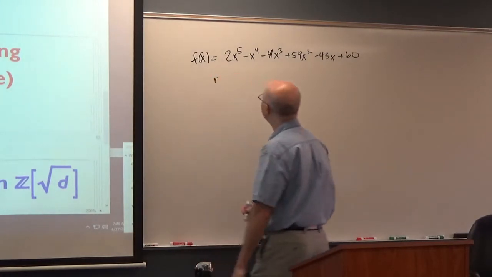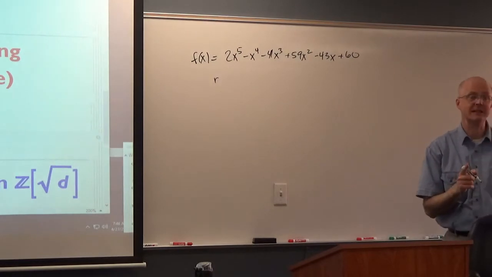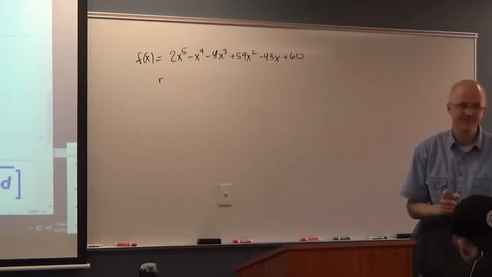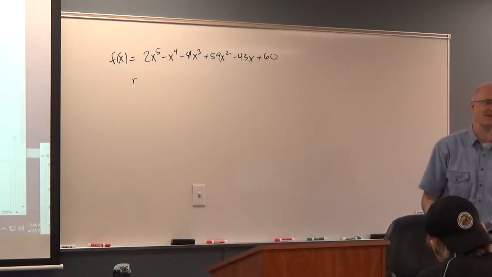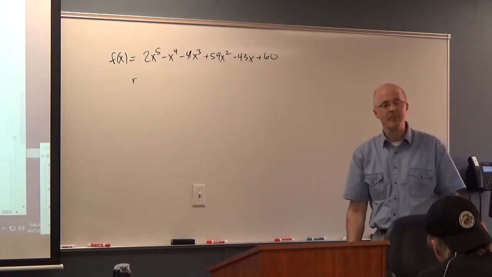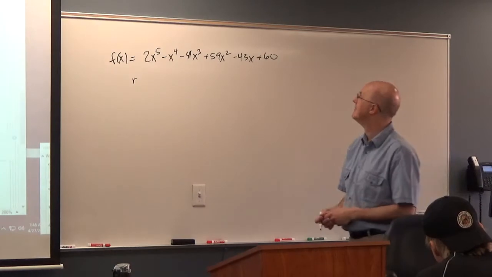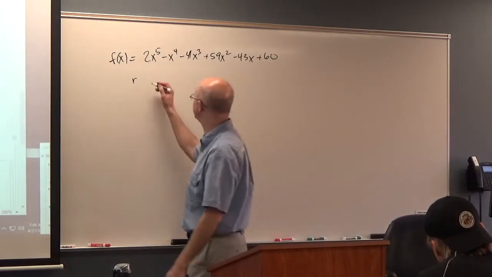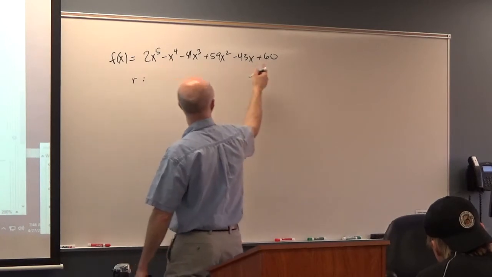Well, the rational root theorem doesn't guarantee that there are rational roots. And for a generic polynomial that comes from, say, fitting data to some polynomial curve, it's probably not going to have any rational roots. But when it does, it tells you the possibilities. R, the numerator of the rational root in reduced form, must divide 60.